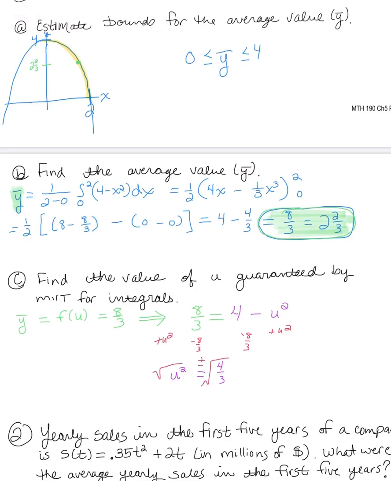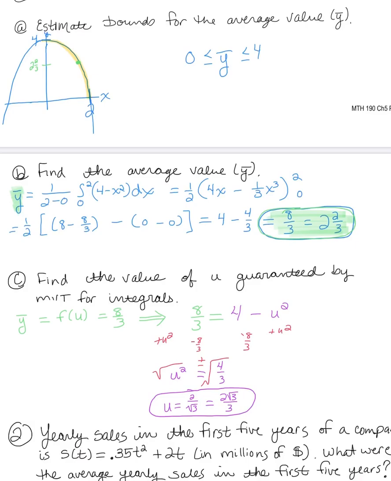Here we're just in that first quadrant, so we're just going to take u equals the positive square root. Square root of 4 is 2, and then over the square root of 3. Or if you prefer, 2 root 3 over 3. So this is the value of u, and as you look at your homework questions, they may ask for one or the other, but this is the value of u guaranteed by the mean value theorem.